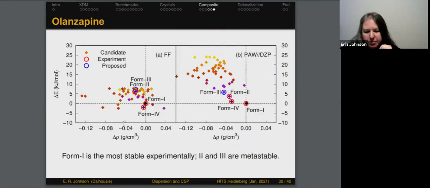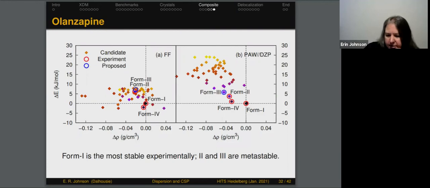So with the force field landscape, forms one and four are quite low energy, but not necessarily the lowest energy. And the metastable forms two and three are higher than very many candidates. Re-ranking this with our composite method gives a very nice result where all four experimental forms are the four lowest candidates on our crystal energy landscape. Also, the two stable forms, form one and four, are more stable than the metastable polymorphs forms two and three. And we get the correct ordering, with form one being more stable than form four. So this was a very nice success for our composite method.